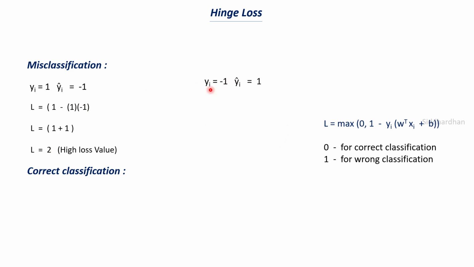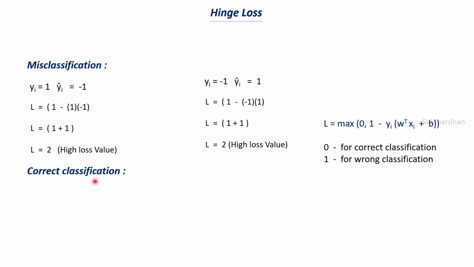If you come to this particular example, you will get the same value, 2, because the true value is minus 1, but the model is predicting plus 1, right? This is a wrong classification, hence the first term becomes 1. So 1 minus minus 1 into 1 is also 2, which is a high loss value.